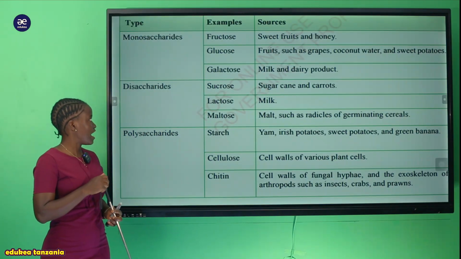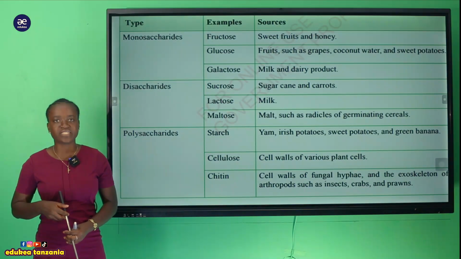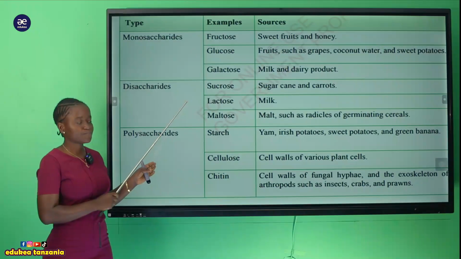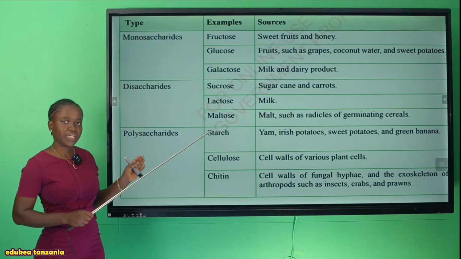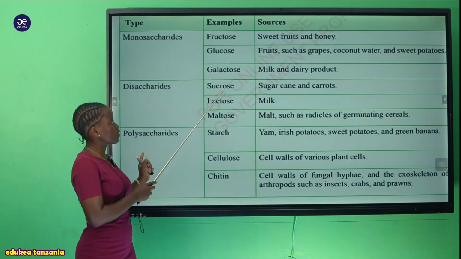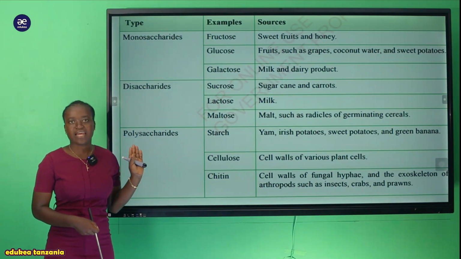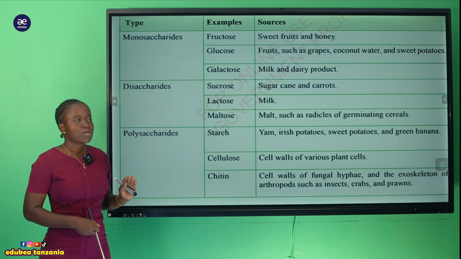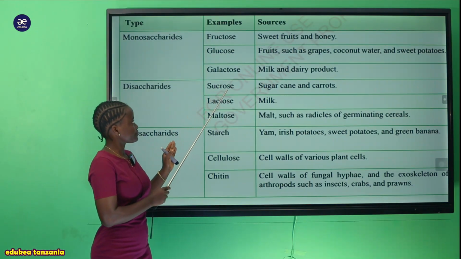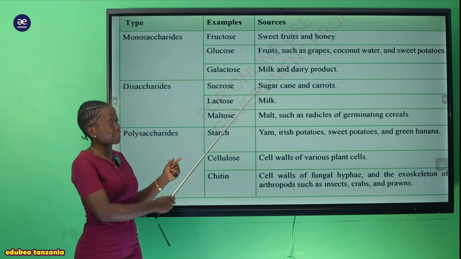But also we have another class of carbohydrate, and that is disaccharide. Whereby in the disaccharide, examples of it, we have sucrose, we have lactose, we have maltose. All of them are disaccharides. So what is the source of each example? By starting with the sucrose, we have a source that is the sugarcane and carrots.